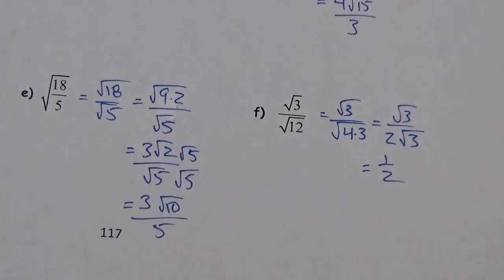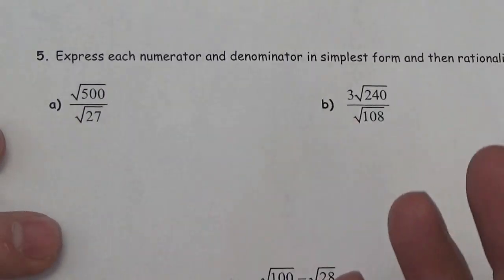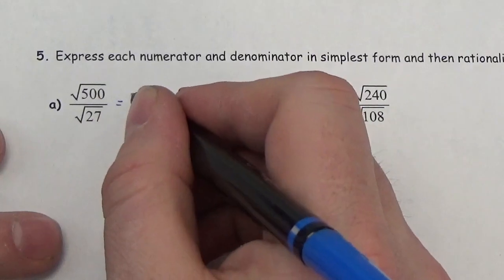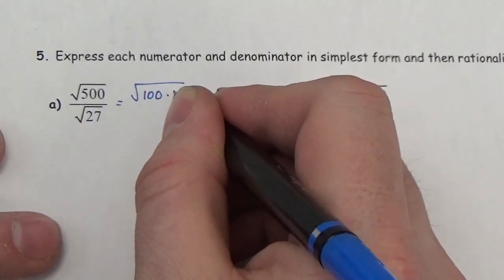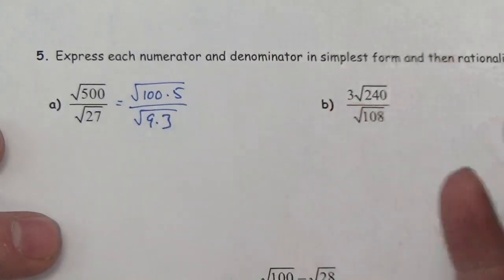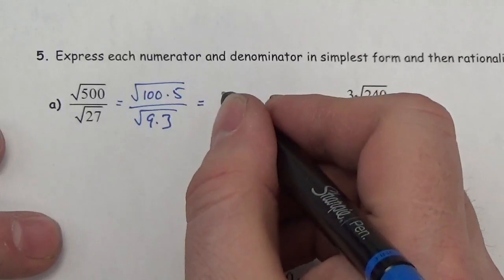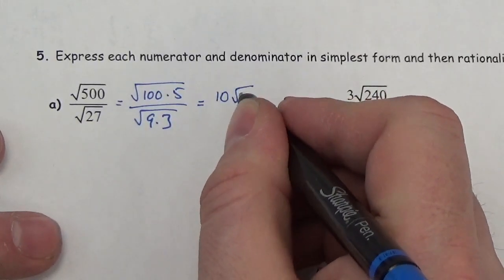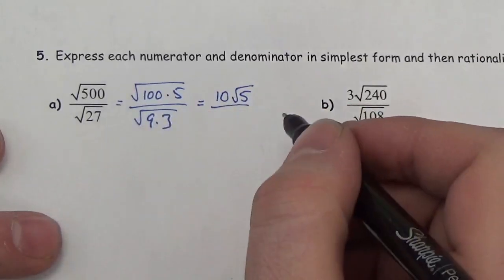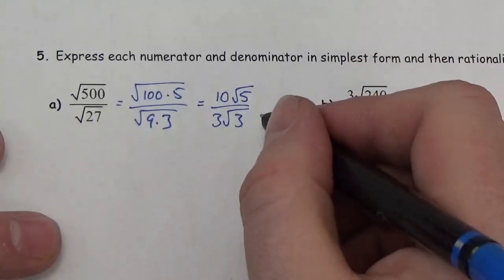And that's it. Okay, now for these questions here, it says express each numerator and denominator in simplest form and then rationalize. Well, root 500 is going to be the same as root 100 times 5, and root 27 is going to be 9 times 3. And I'm just trying to pull out the largest perfect square that I can. The square root of 100 is 10, but that still leaves me with the square root of 5 left over that I can't simplify. The square root of 9 is 3, but that still leaves me with a root 3 that I can't get rid of.